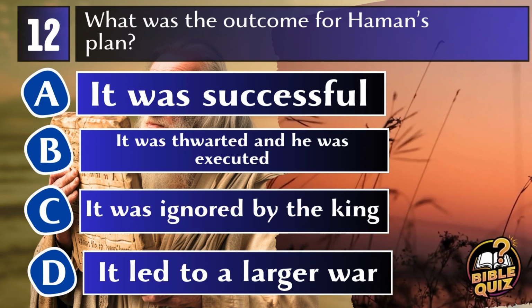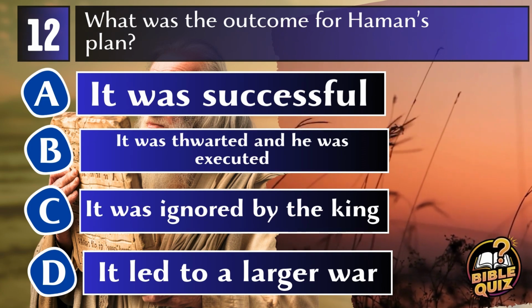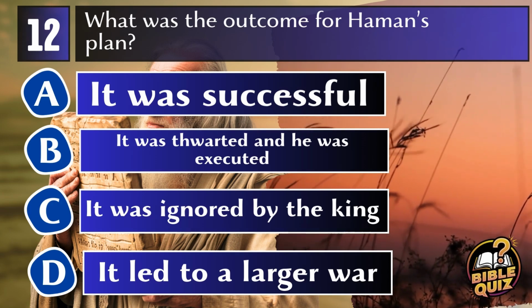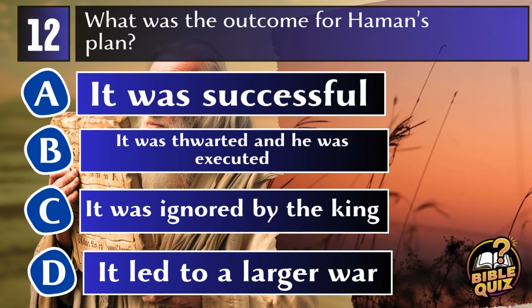Question 12. What was the outcome for Haman's plan? A. It was successful. B. It was thwarted and he was executed. C. It was ignored by the king. D. It led to a larger war.